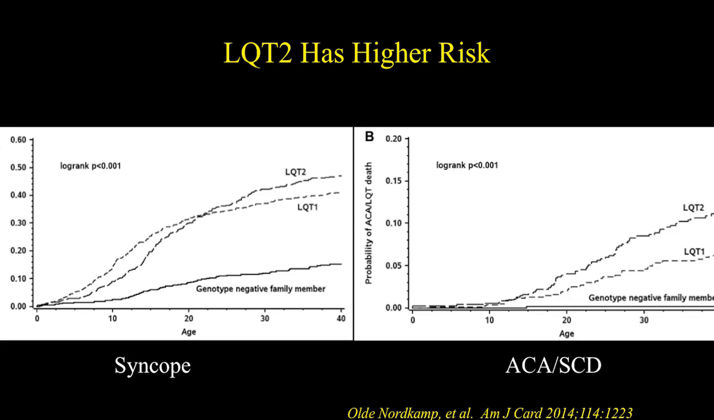But if you look at aborted cardiac arrest or sudden cardiac death, having a negative genotype really kind of rules out the risk of sudden cardiac death. But long QT2 carries a worse prognosis than long QT1. So you have to remember that. And so generally, we treat long QT2 a little more aggressively than long QT1. Long QT1 does much better with beta blockers. Long QT2 doesn't quite do as well with beta blockers. So we would be more likely to take this patient with long QT2 and offer him alternative therapies, which I'll talk about in a moment.